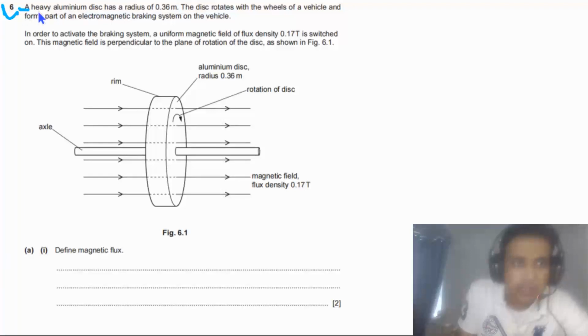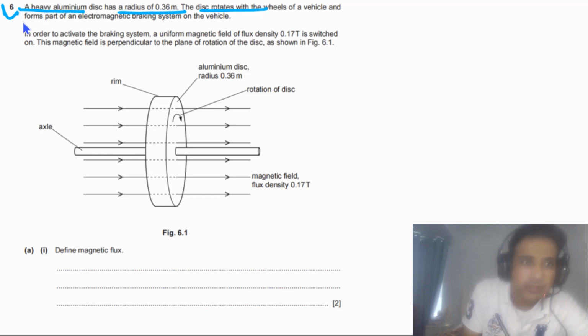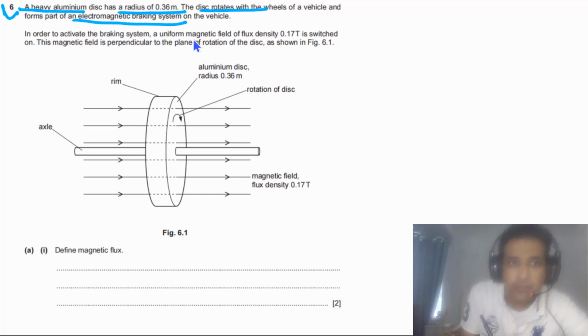Question 6 says, a heavy aluminum disc has a radius of 0.36 meters. The disc rotates with the wheels of a vehicle and forms part of an electromagnetic braking system on the vehicle. In order to activate the braking system, a uniform magnetic field of flux density 0.17 Tesla is switched on. This magnetic field is perpendicular to the plane of rotation of the disc as shown in figure 6.1.